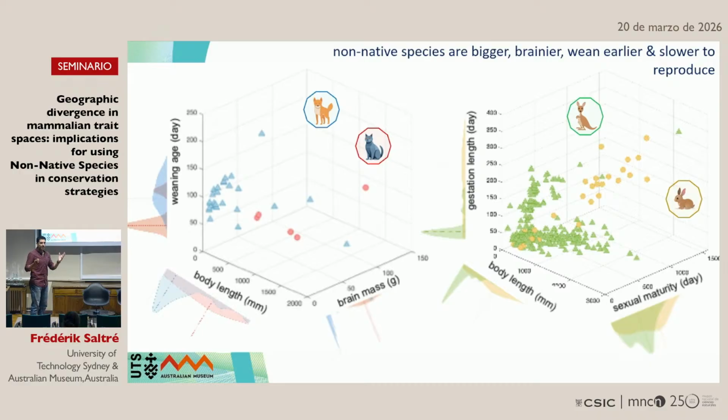They're brainier, so their brain is bigger as well. It's not necessarily because of allometry that they tend to be bigger. They wean earlier, and they reproduce slower. So it's a completely different biology as well.